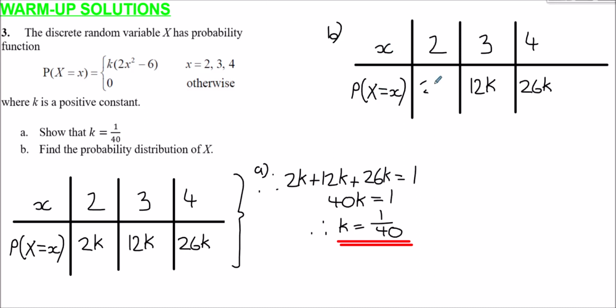You can simplify it down if you want to, but because it's probability, you don't have to. So that just becomes 2 over 40. 12k becomes 12 times 1 over 40, which is 12/40ths. And of course 26k just becomes 26/40ths. And then we're done. As a double check, do those fractions, 3 of them added together, add up to 1? Of course, yes they do. 40 over 40, which is 1. So that's question 3 done. One more, warm-up question 4.